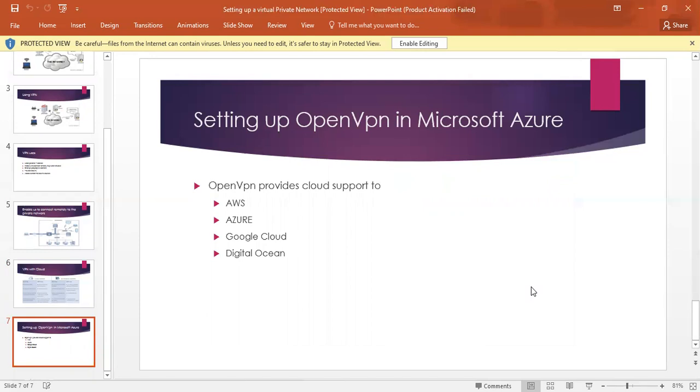Next slide. We'll be having different types of VPNs, like remote access VPN, site to site VPN, and that's what our project is all about.